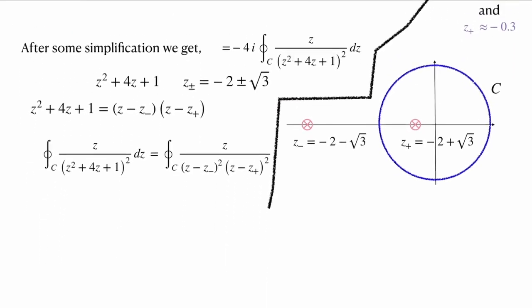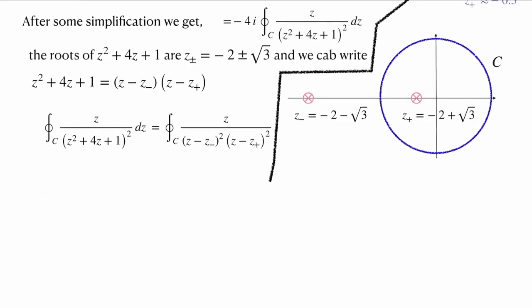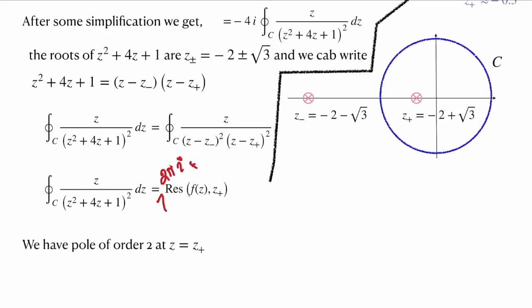Now let's take the integral of this function. We have to simply compute the residue of f of z at z plus and multiply it by 2 pi i. The 2 pi i is missing here, it has to be 2 pi i times the residue. So let's compute the residue.